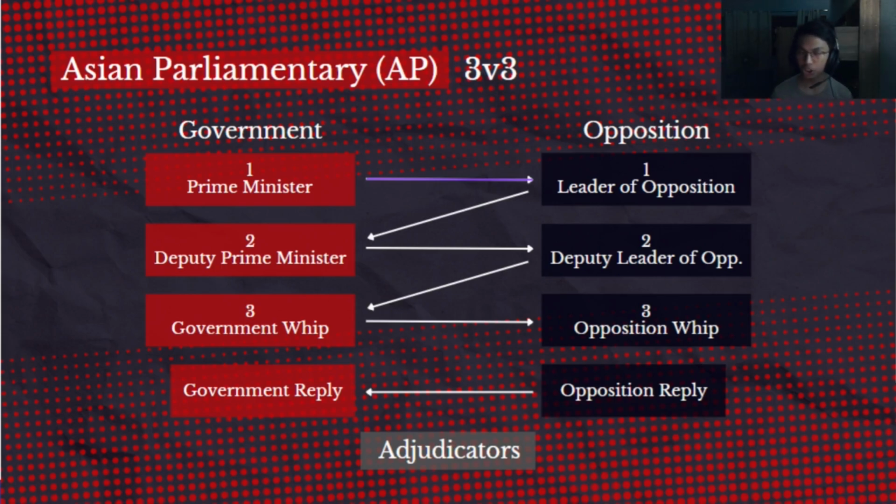And each side will have three speakers. You can ignore the thing about replies for now. They aren't as important, but there are only three speakers per team, although each team does give four speeches. So one person repeats for the reply. But very briefly, I suppose, do I have slides here for, okay, I do. Okay. Just had to make sure.